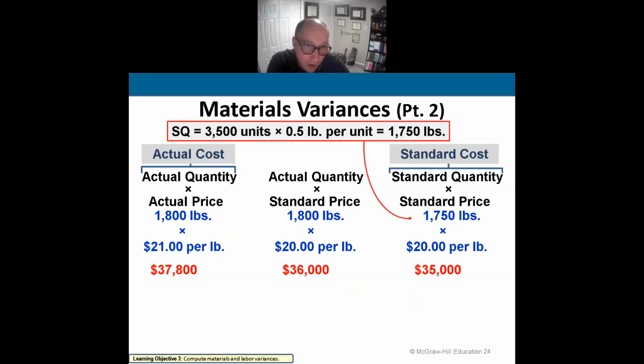Well, my actual quantity, I was a little over. I ended up using 1,800 pounds. 50 pounds of waste went somewhere. Times an actual price that I paid of $21 per pound. That gave me an actual cost of $37,800.